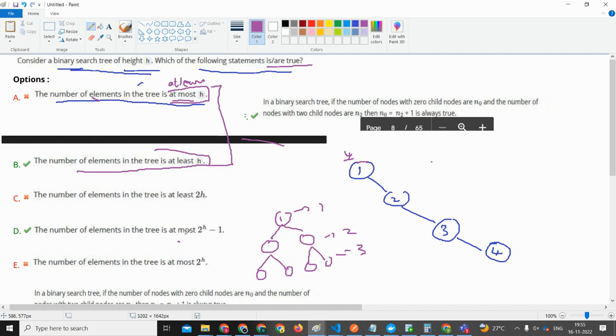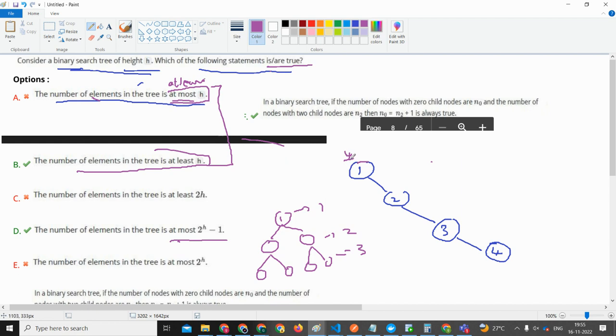Yeah, at least and at most cannot be the same. So they are not. Is it not conflicting? No, it's like saying at least h and at most 2 power h minus 1, right? So they're giving a lower limit and an upper limit. Lower limit is h, right?